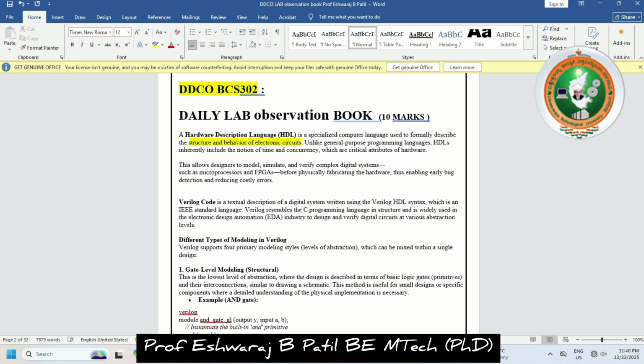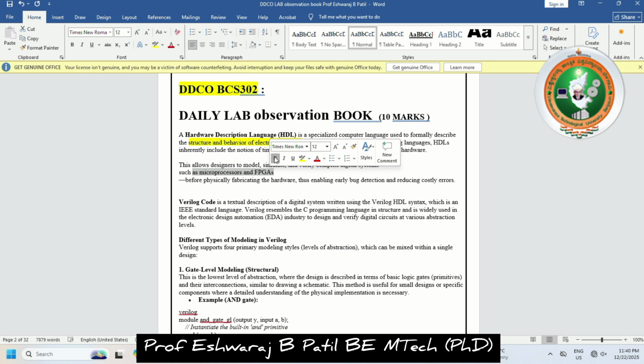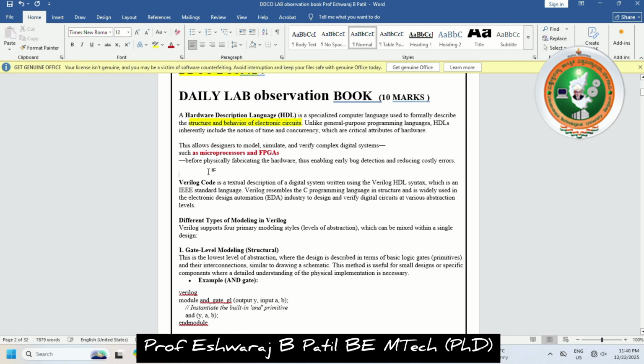This allows the designer to model, simulate and also verify complex digital systems. It is used by digital designers to model, simulate and verify complex digital designs, which are mainly used in microprocessors and FPGAs, basically for physical functional fabrication. In order to avoid errors in the program, and repeatedly used programs, we can use the Verilog code.